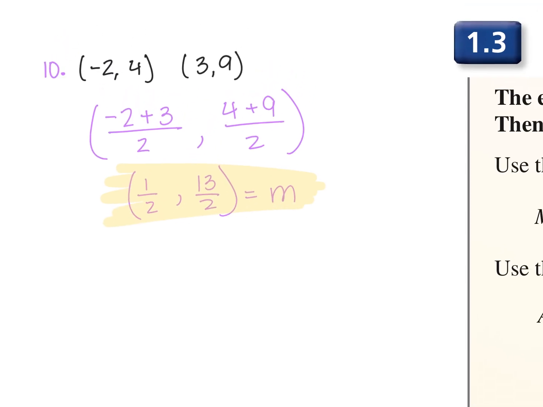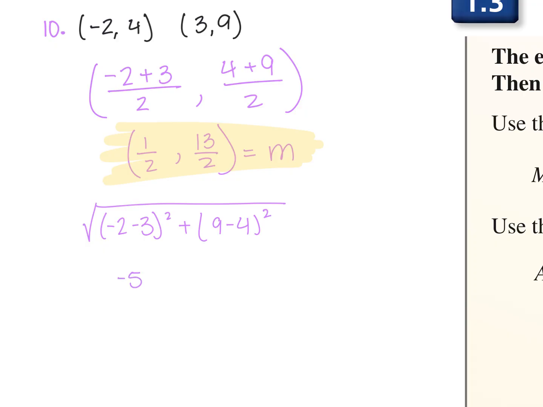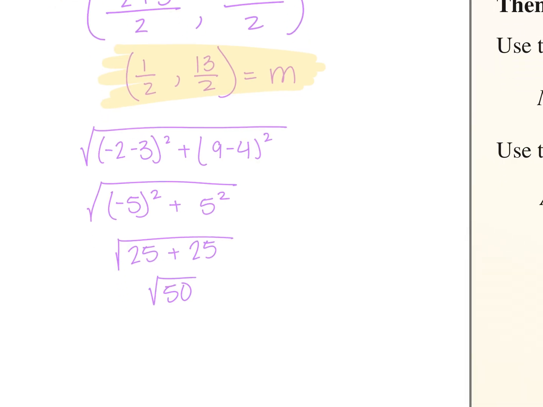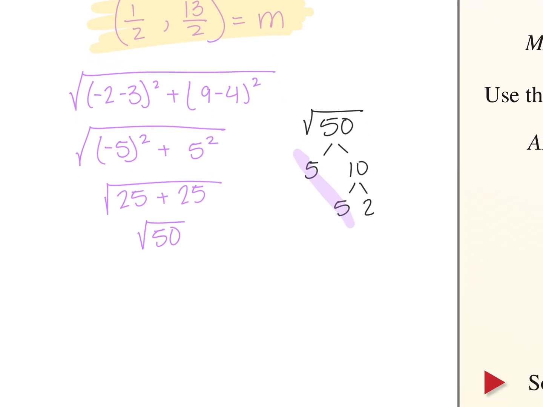Going ahead and solving for distance, I'm going to have the square root of -2 minus 3 squared plus 9 minus 4 squared. Combining these, I'm going to get a -5 squared plus 5 squared. Don't forget that square root. -5 squared is going to give you 25 positive plus 25. You're going to end up with the square root of 50. And do not forget your answer must be in simplest radical form. So I have the square root of 50. Simplifying it, I'm going to have 5 and 10. And 5 and 2, I have a pair. So my pair is going to go on the outside. And whatever's left over goes on the inside. And this would be my answer for my distance.